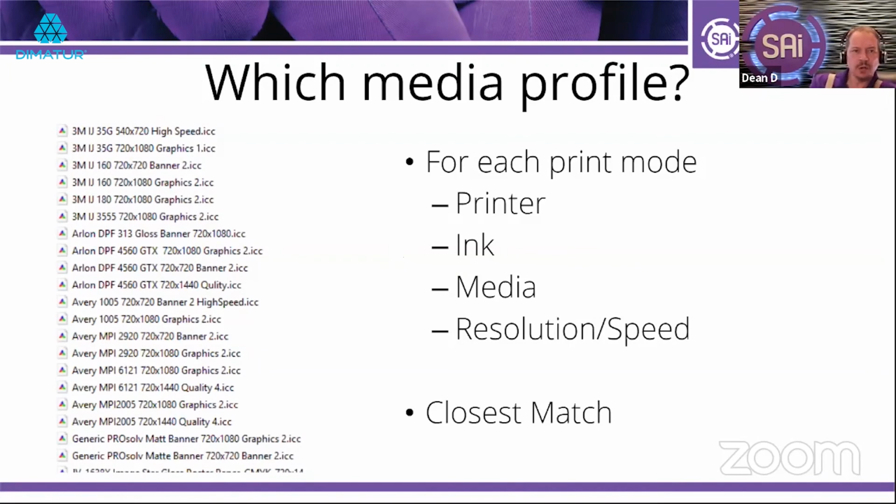The most important thing to match is at least the media. You don't ever want to select a matte profile and use it on a glossy media, or vice versa, or a glossy vinyl on a luster vinyl. You're going to have all kinds of gray balance and color issues with that. So at a bare minimum, make sure that you're at least using a profile that closely matches the same media type that you have on your printer, and always select the closest match profile when you actually go to print.